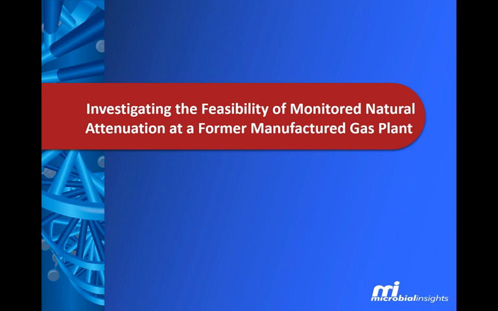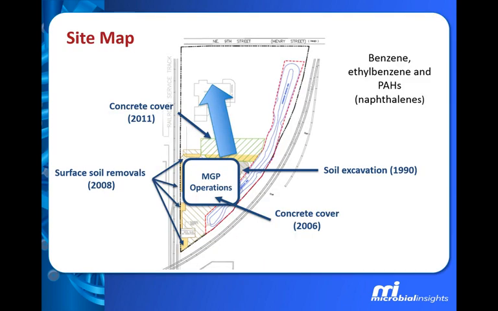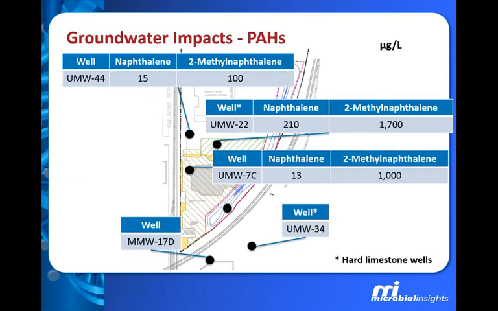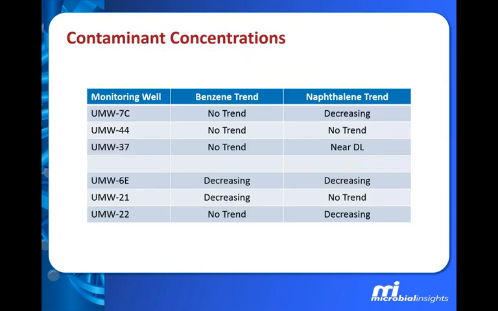The first example is looking at the feasibility of M&A at a former manufactured gas plant. This is a site map. It's not very meaningful for our discussion here, but the most common contaminants are benzene, ethylbenzene, and some polyaromatics, like naphthalene. Just to show you some concentrations, I'm going to focus on the naphthalene and 2-methyl-naphthalene at different wells on the site, as well as some background wells.